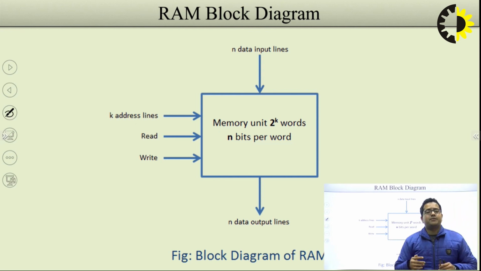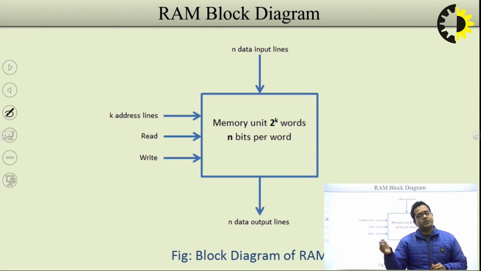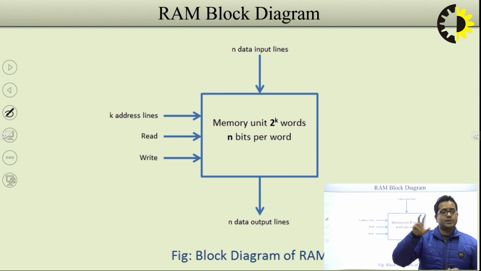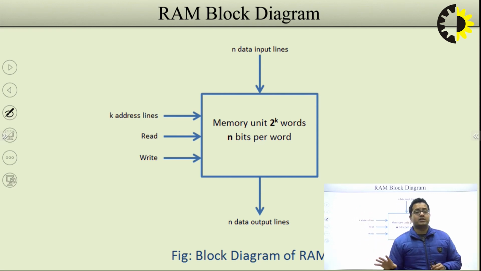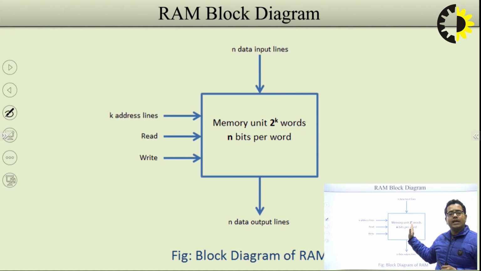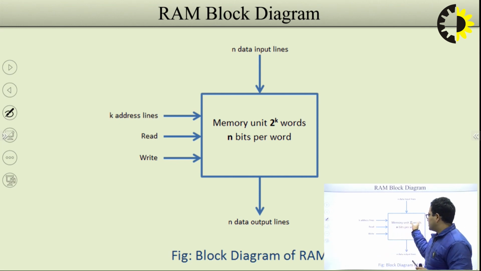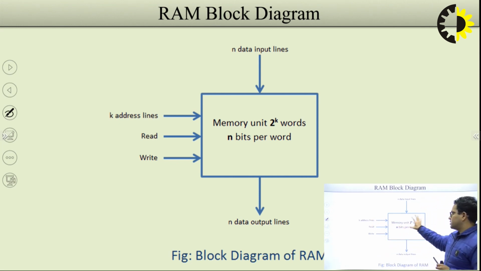Suppose we have 1 bit, then with the help of 1 bit, what is the maximum possible combination? It is 0 or 1. With the help of 2 bits, what is the maximum possible combination? You can have 00, 01, 10, 11. That means there are 4 combinations possible with 2 bits. With 4 bits, you have 2 to the power 4, that is 16 combinations. So with the help of K address lines, you have 2 to the power K memory locations inside this memory. So that is something shown in this block also.